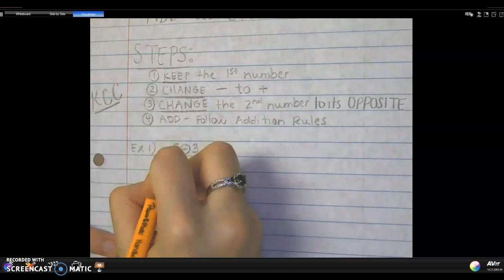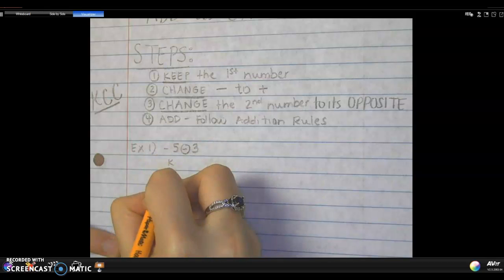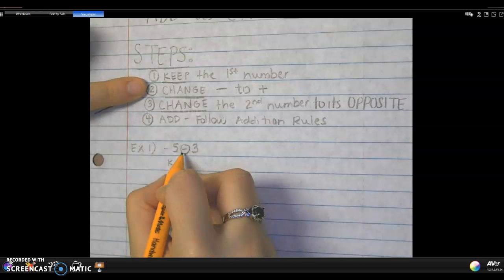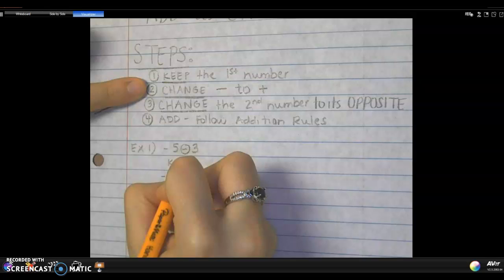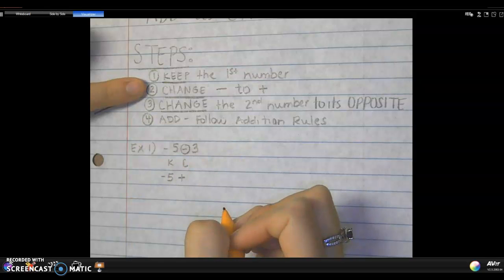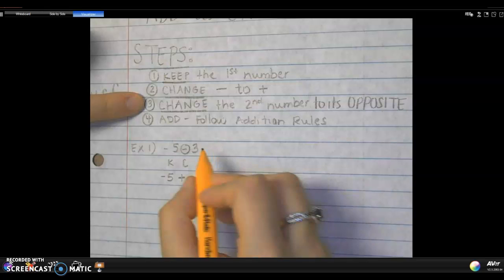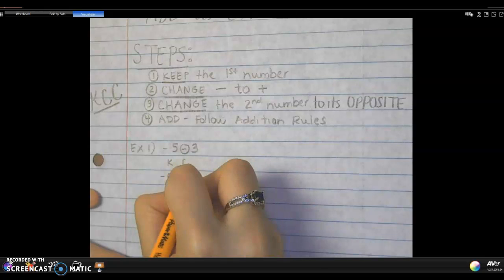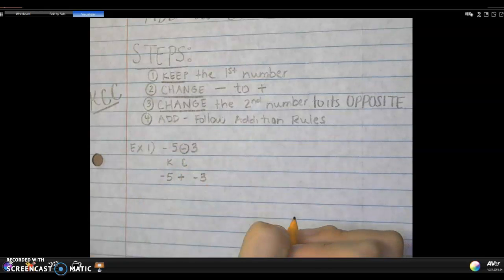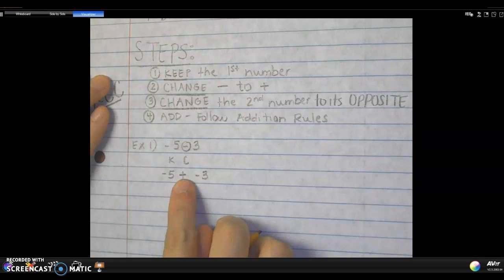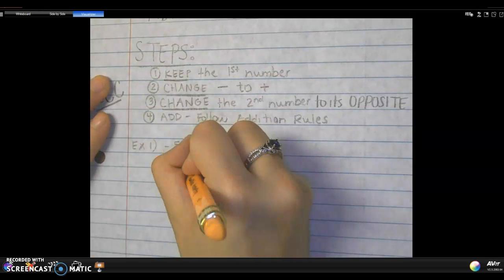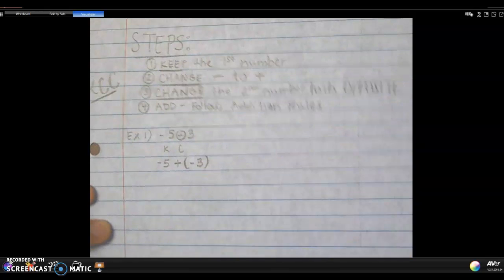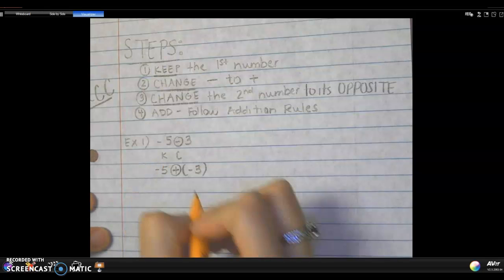So step 1, we're going to keep our first number. So I'm going to rewrite negative 5. My second step, we're going to change subtraction to addition. And then step 3, we're going to change the second number, which is 3, to the opposite. And the opposite of 3 is negative 3. And then remember yesterday, what did we use to separate our symbols? So we're going to make parentheses. And now, in the center, we have an addition problem.